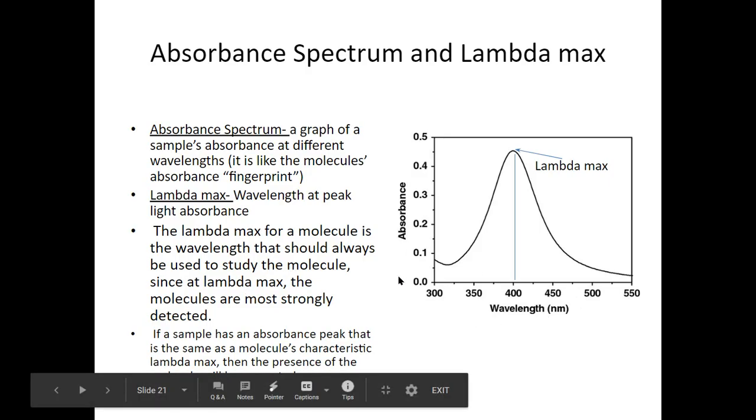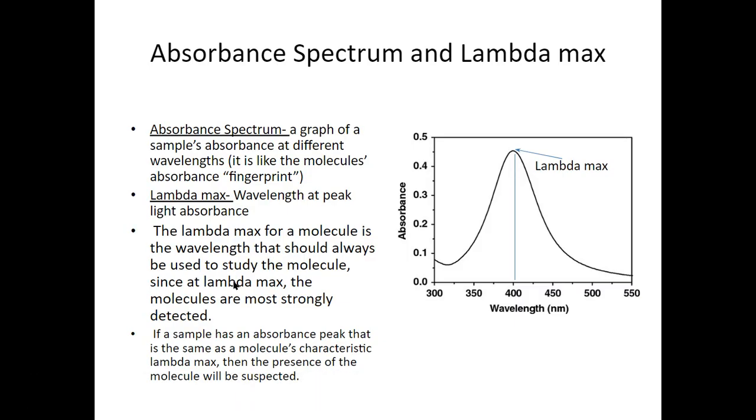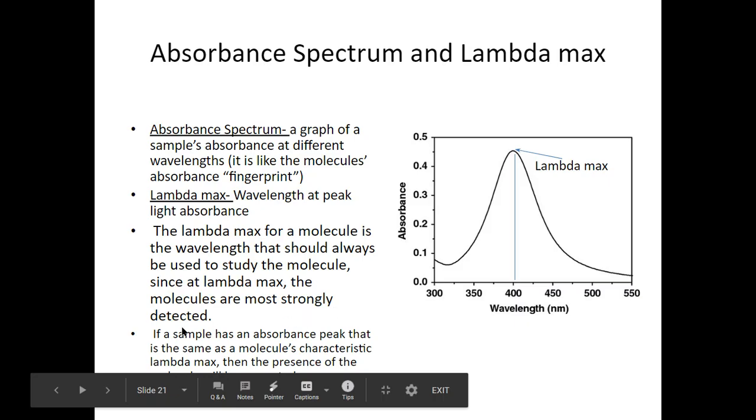Now, lambda max is a wavelength. It's nothing else but the wavelength, since lambda is the actual symbol for wavelength. So lambda max is the wavelength of peak light absorbance. The lambda max for a molecule is the wavelength that should always be used to study the molecule, since at lambda max, the molecules are most strongly detected.